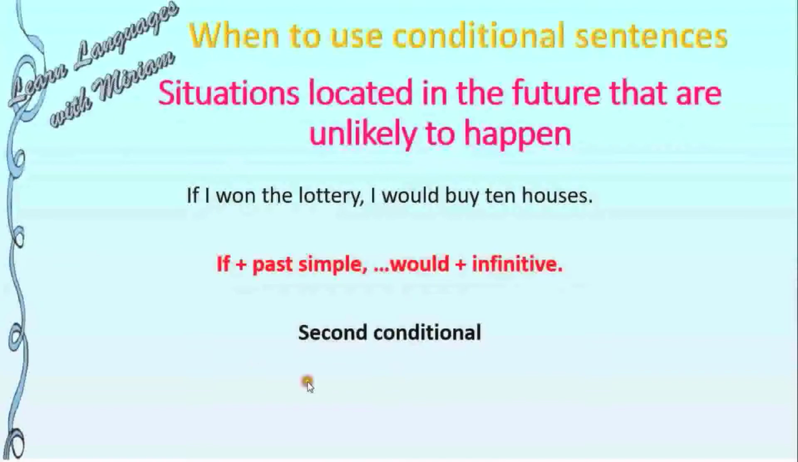For what else? For situations located in the future that are unlikely to happen. I give you an example. If I won the lottery, I would buy 10 houses. So this situation is unlikely to happen. So here what do we use? If plus past simple, and then the next sentence, would plus infinitive. So this is the second conditional.